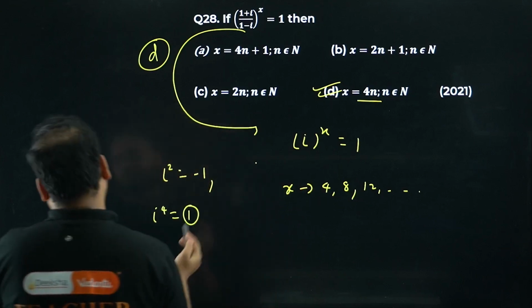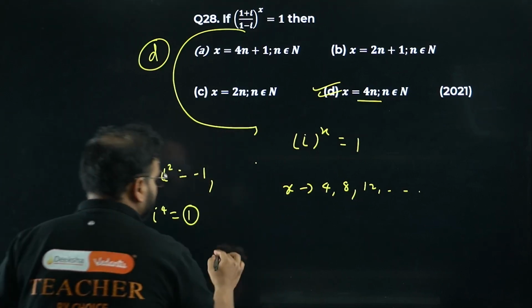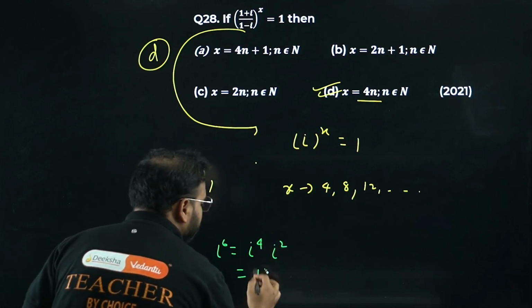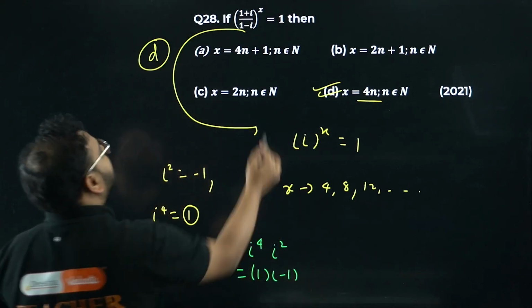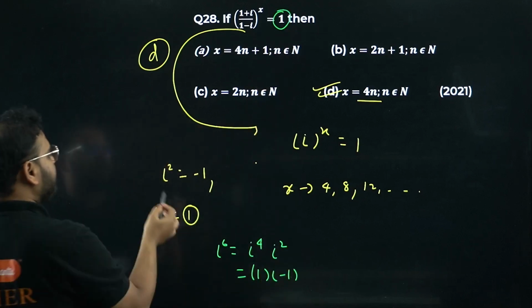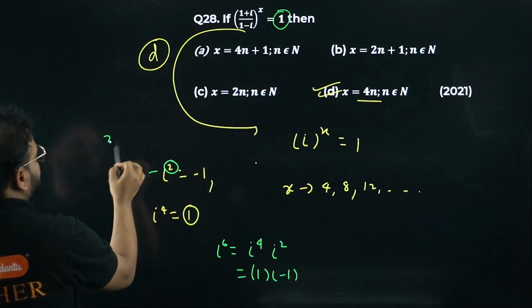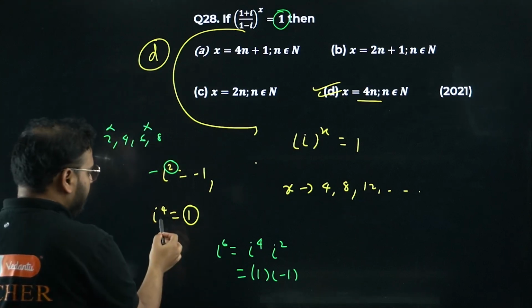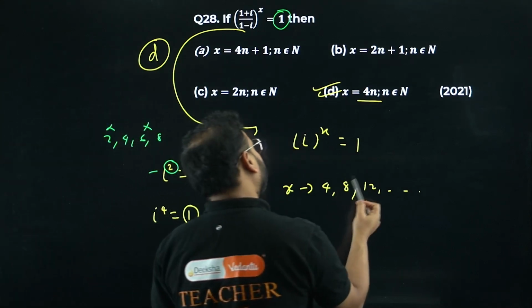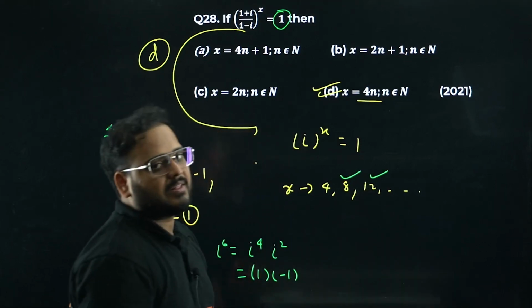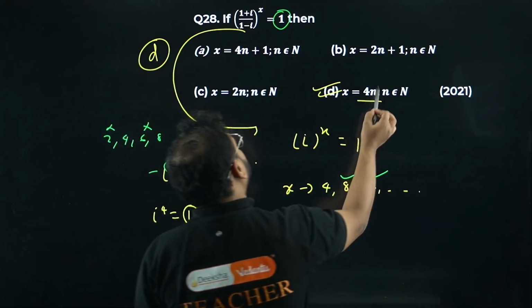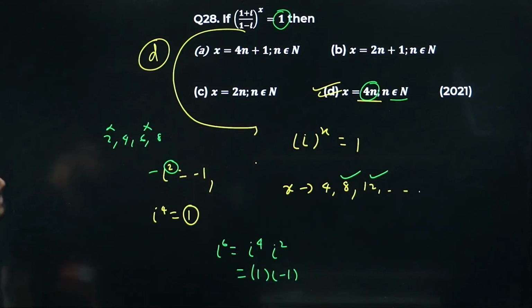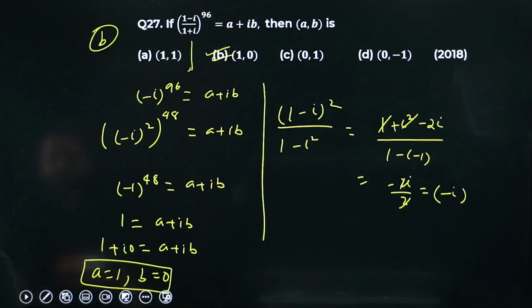Okay, one more time, just to get the clarity. Have a look. If I write here i power 6, I can write this as i power 4 into i power 2. It'll become 1 into i squared, which is minus 1. How much am I getting? Minus 1. I want only positive. Basically, I can't take the multiples of 2. I can't take 2, 4, 6, 8, because for this and this we'll have negative. But if I take multiples of 4, I'll have 4, 8, 12 like that. It means it'll be positive. Hence the answer is x equals 4n, where n is a natural number. Okay, 28 is done. Please check.